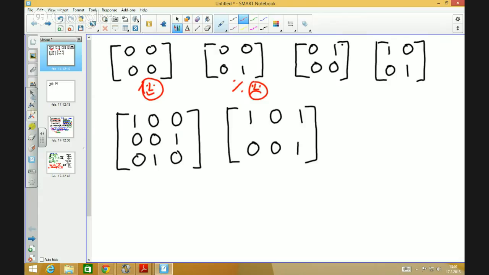Okay, your colleague is saying, shouldn't the 1 be at the front? Okay, so let's see the conditions. Condition number 1, all 0 rows should be at the bottom. They are. Cool. Condition number 2, if you have a non-zero row, the first non-zero item that you see is a 1. Cool. It is.